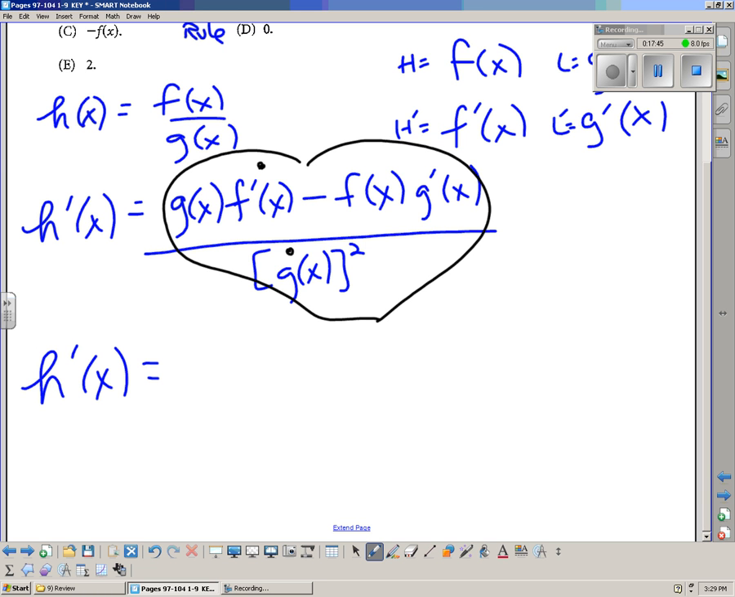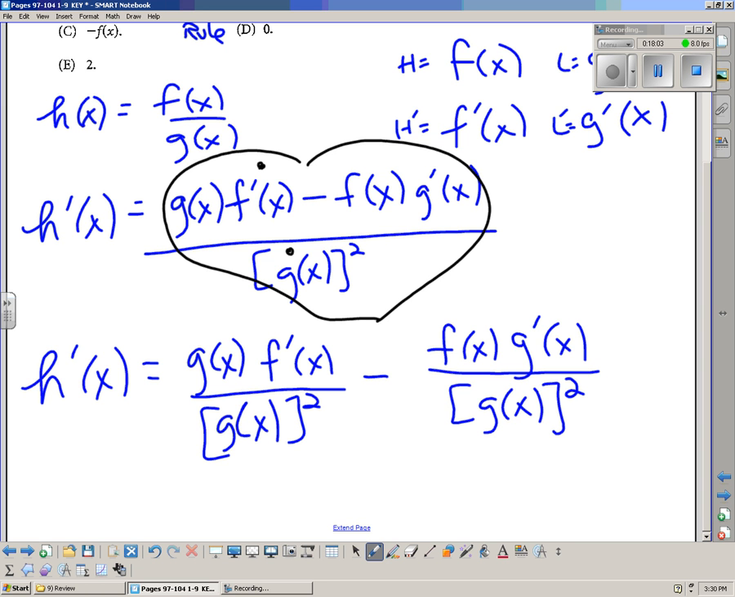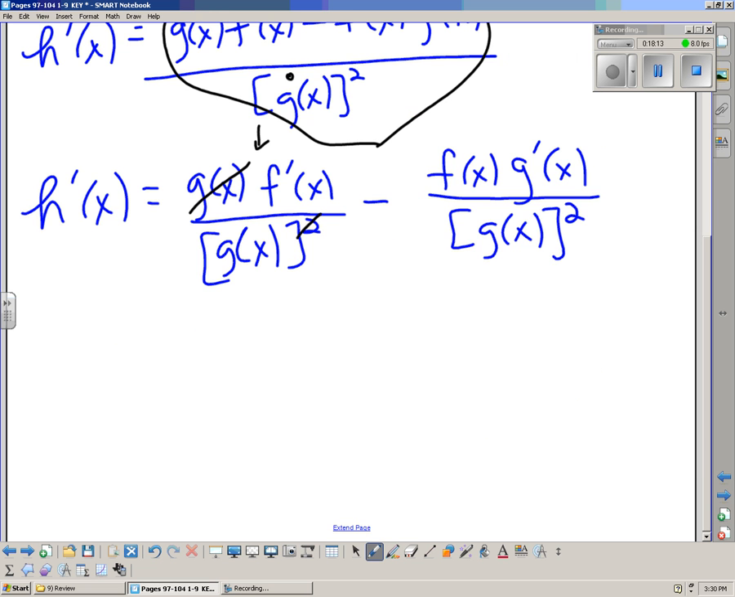So h prime of x is g of x, f prime of x, over g of x, rather, squared, minus f of x, g prime of x, over g of x squared. So now, if I think about what happens here, on this fraction, one of the g's cancels. And I get h prime of x to be f prime of x times g of x minus this other term.